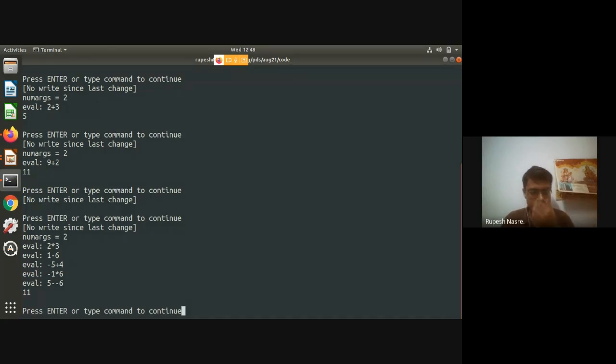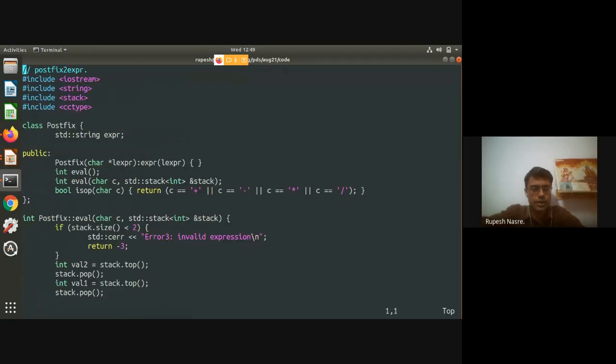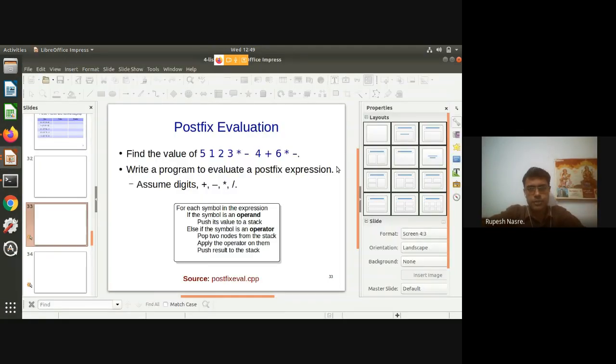And the intermediate steps are also written. What are the operators and what is the order in which it gets evaluated? So that is all mentioned here. Okay, so that is our expression evaluator.